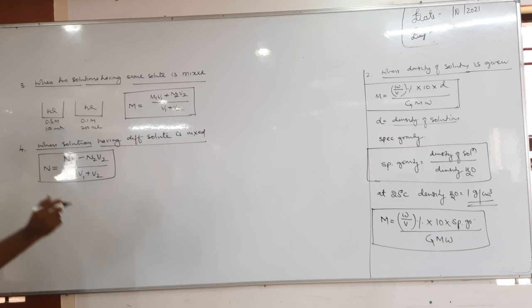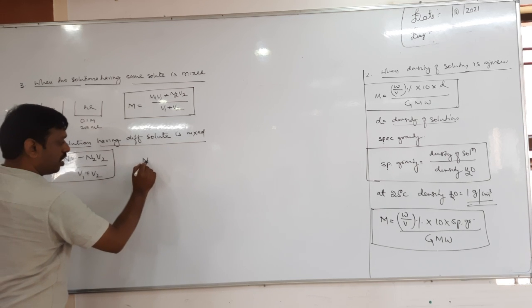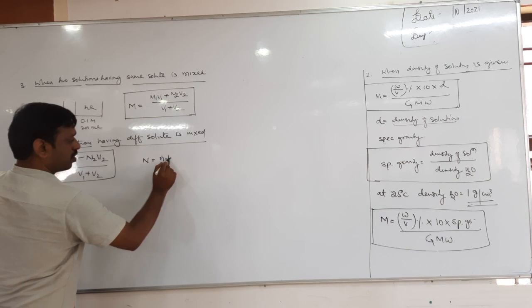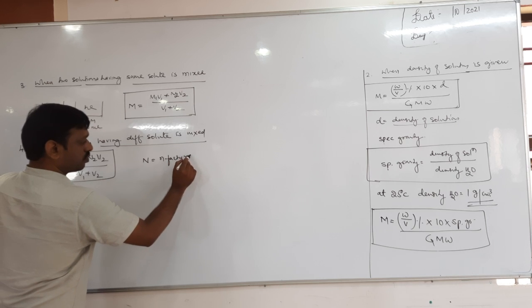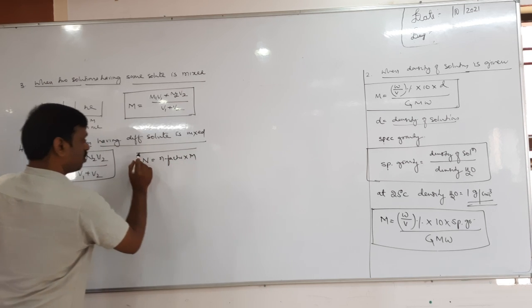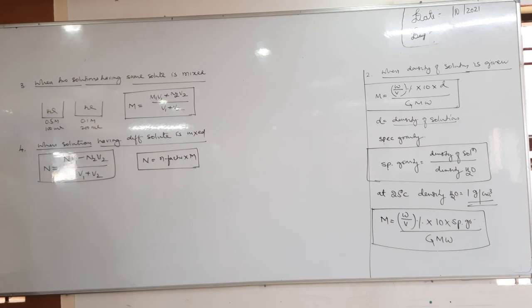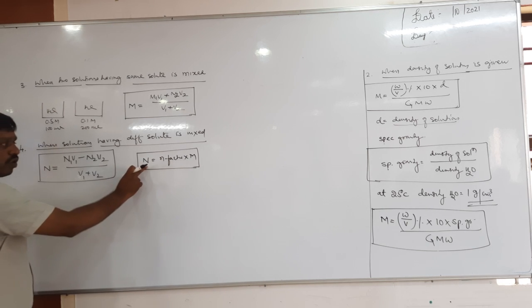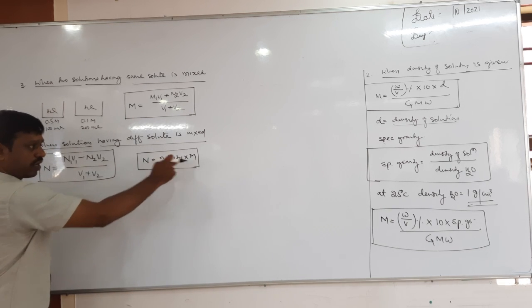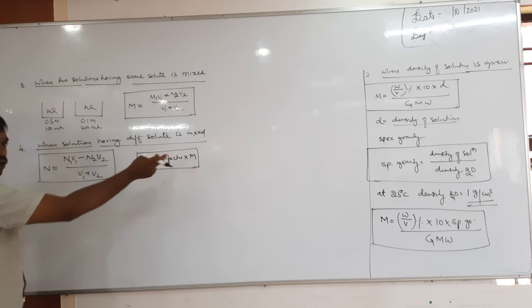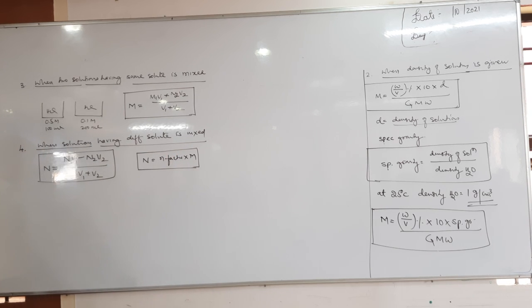How do you convert into molarity? There is a relation: normality equals N factor into molarity. So what is the N factor? We are going to study that in equivalent mass. Next class we will start equivalent mass, and there you will get the N factor. Therefore, normality equals N factor into molarity. You can interchange normality to molarity and molarity to normality. So when two solutions having different solutes are mixed, you had better calculate normality, and from the normality you can calculate molarity.